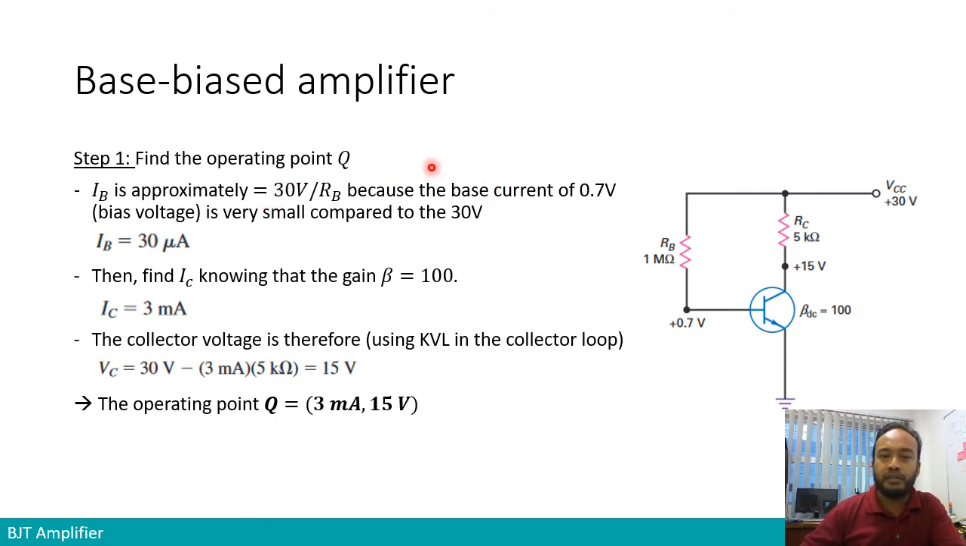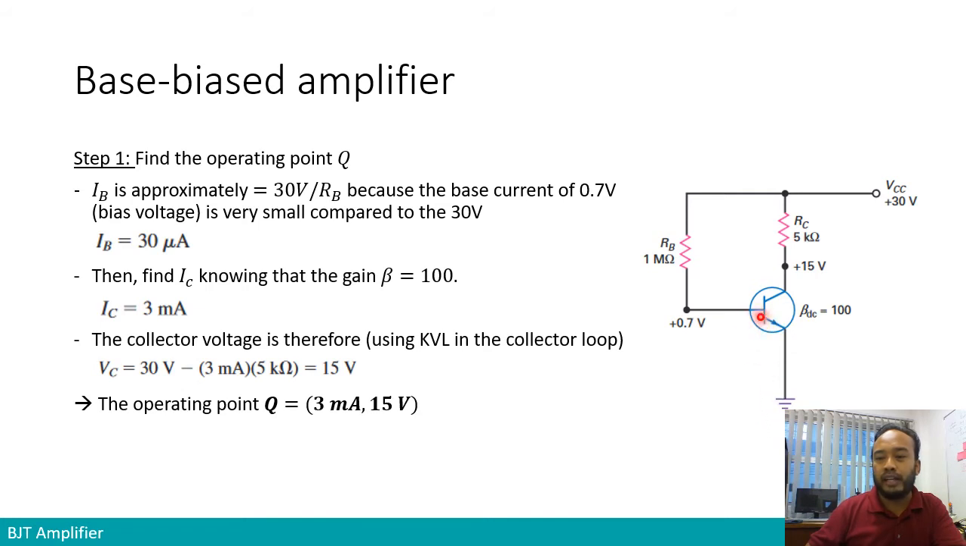So basically in this first step, we are going to check the biasing of the BJT and calculate the operating point Q. I'm going to go very quickly through this because we have learned this in a previous chapter. Here, if you look at IB, our base current, the input voltage to the base is 30 volts. It goes through RB and through the VBE and then to the ground.